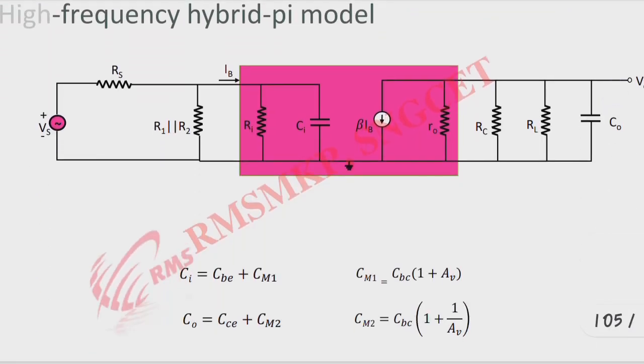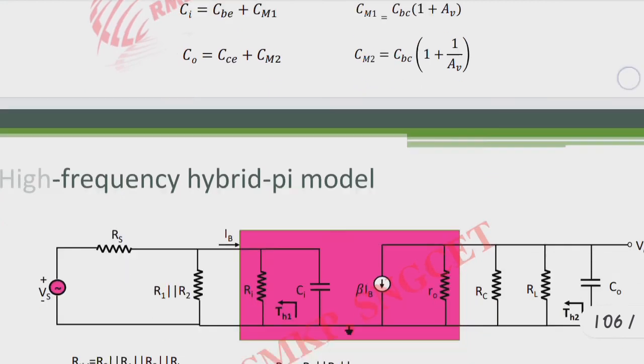High frequency hybrid pi model. Ci equal to CBE plus CM1. CM1 equal to CBC into (1 plus Av). Co is equal to CCE plus CM2. CM2 equal to CBC into (1 plus 1 by Av).